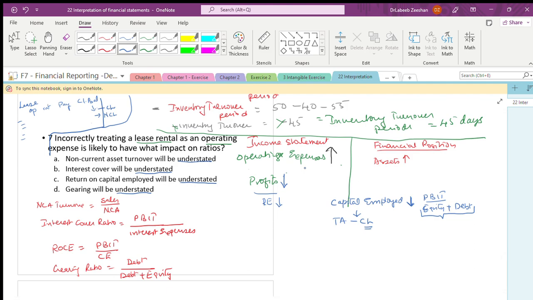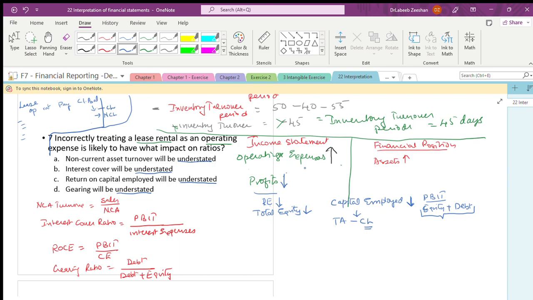When the profits decrease, retained earnings will also decrease. When retained earnings decrease, what will happen? The total equity will also decrease. Now, when we take this, we are understating equity. Which ratios are affected?